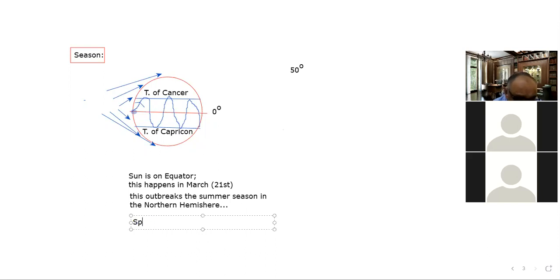Equinox. First of all, this situation is called the equinox. Nox means night, and equi means equal. So this is the equinox, when the days and nights are equal, days are equal to nights. That position is known as the equinox.